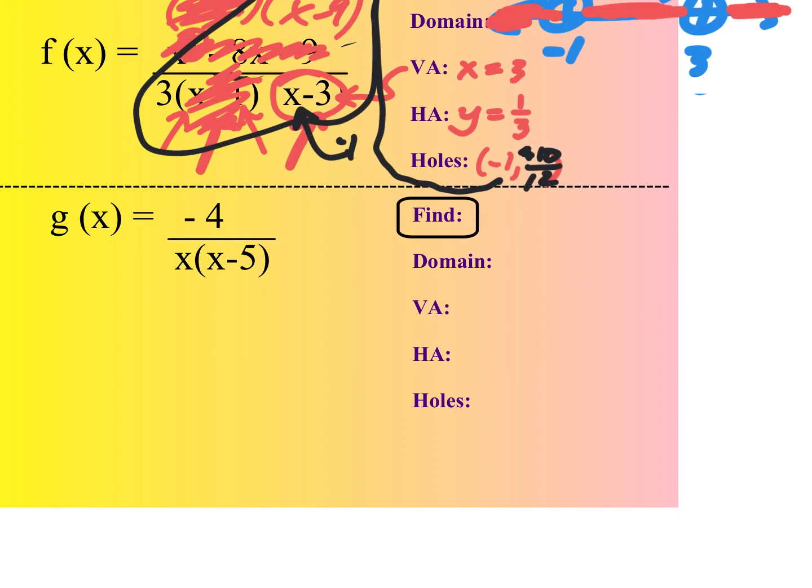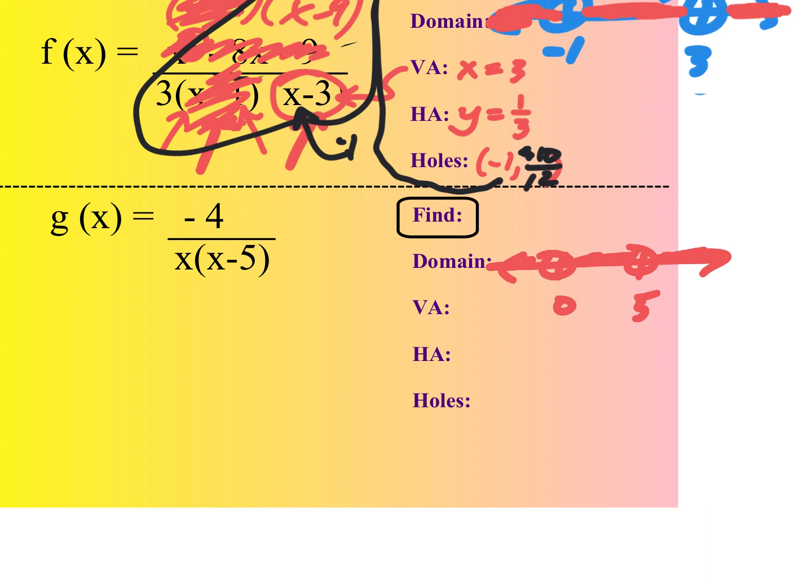Now, let's see. I'm going to ask for Isaac. Can you please read me the answers for this next one? For the domain, I got all real numbers, x is not equal to 0 or 5. And for the vertical asymptote, I'm not sure if I got it right, but I got 0 and 5.